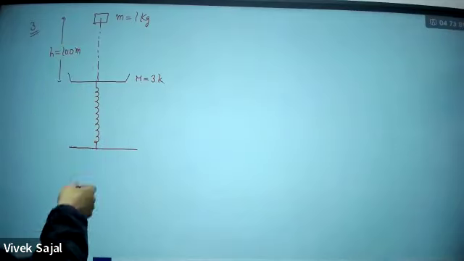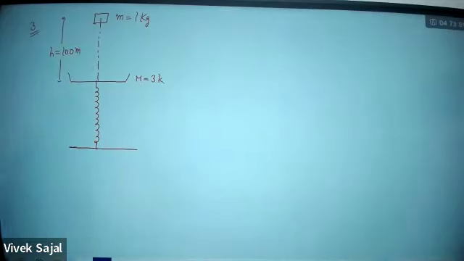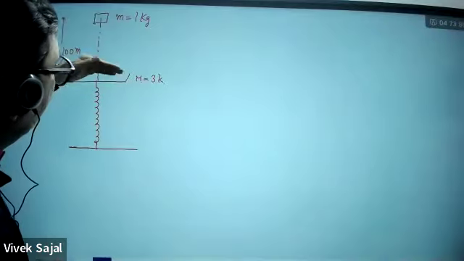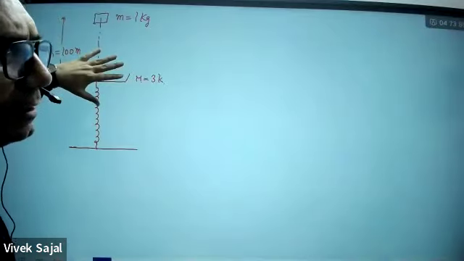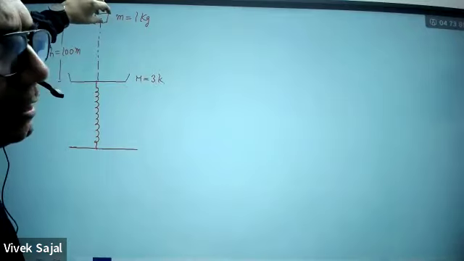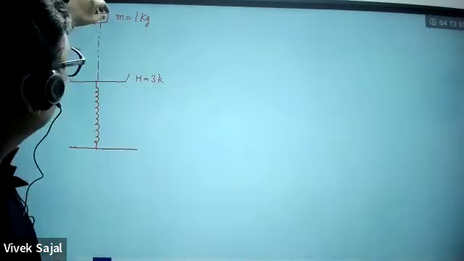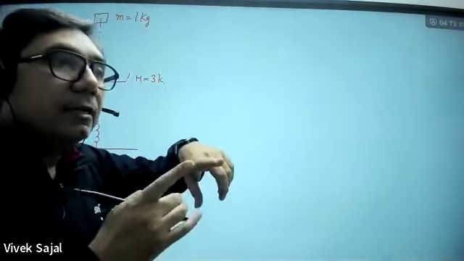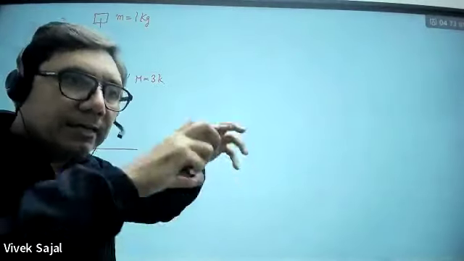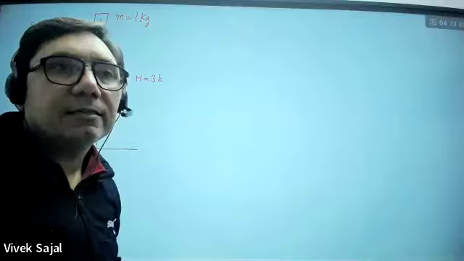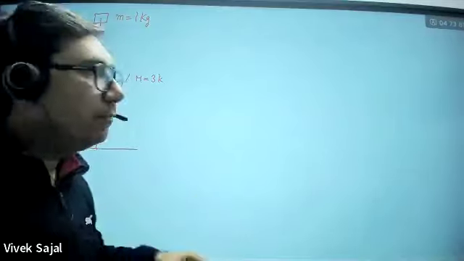Now you have to find out the maximum compression in this spring. How are you going to solve this? Try to understand here. When this mass falls on this pen, the pen is not massless. So whatever the velocity and momentum with which it hits the pen, after that this block will attach with the pen, and then the pen and block are going to move in the downward direction. So the kinetic energy will become different at this point.